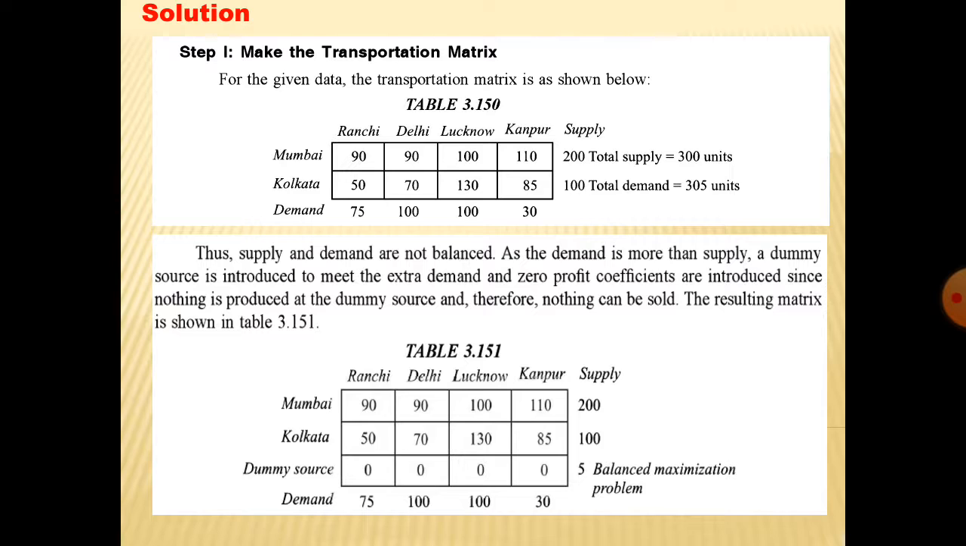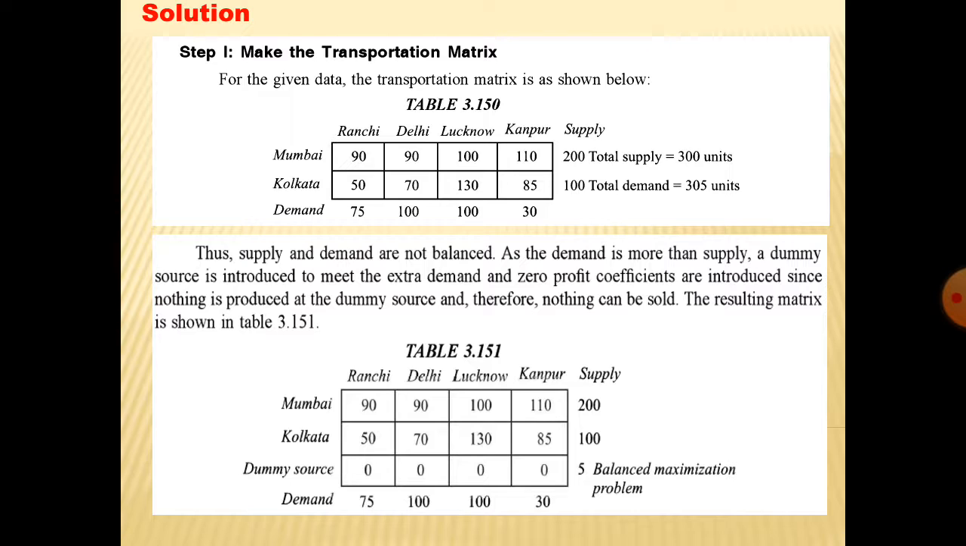Mumbai, Calcutta, and so on are written here. Now we have to check whether it is a balanced or unbalanced problem. The supply and demand are not balanced. As the demand is more than supply, a dummy row is introduced, and to meet the extra demand, a zero profit coefficient is introduced since nothing is produced at the dummy source. Therefore, nothing can be sold. The resulting matrix is shown below.